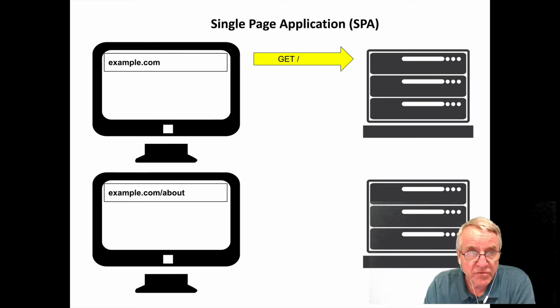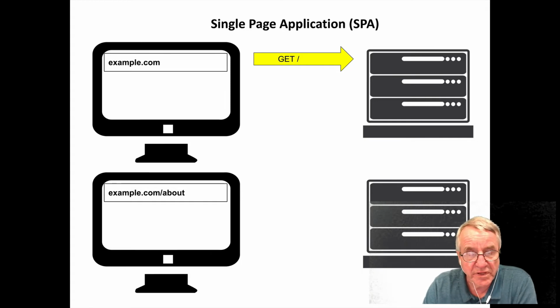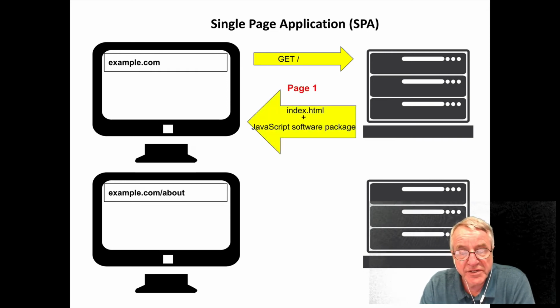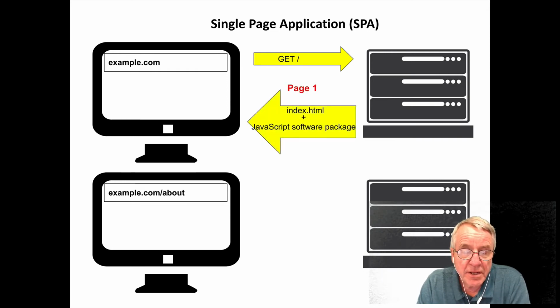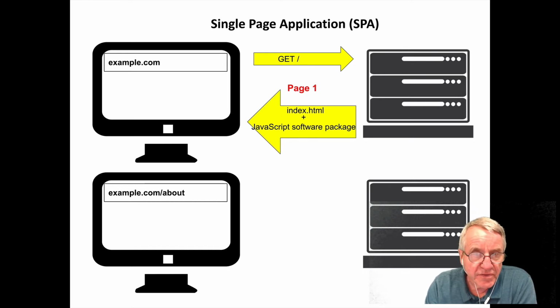It works as follows. With a single page application, again, you have example.com. It sends a GET request for the home page to the server, and the server will respond with index HTML, which is the home page, but in addition, it will send back a big JavaScript software package. This JavaScript software package is what you, the software developer, created. It's a compiled package of JavaScript, and so that gets sent along with the index HTML page.